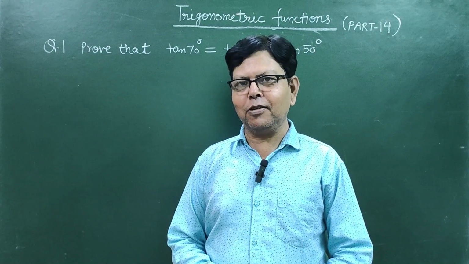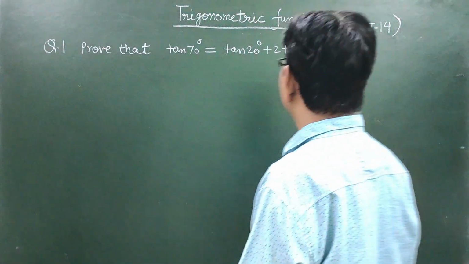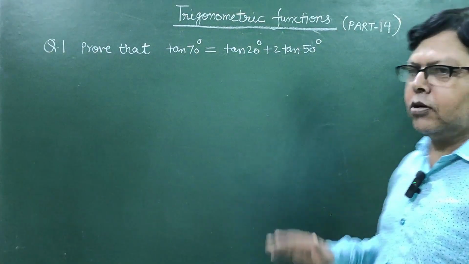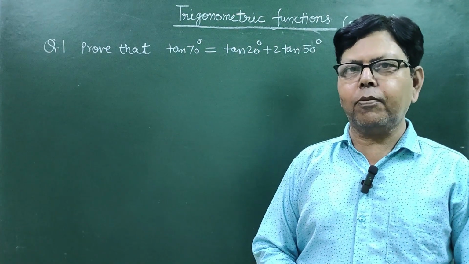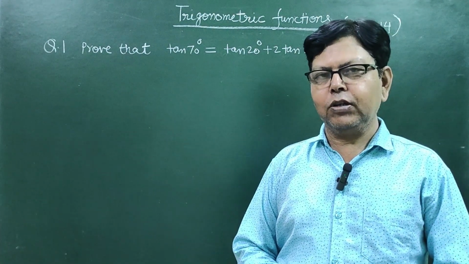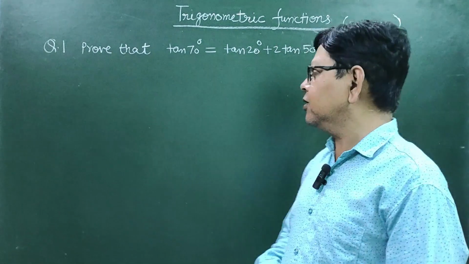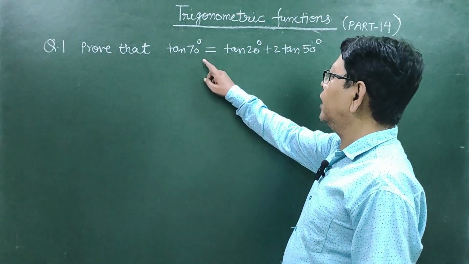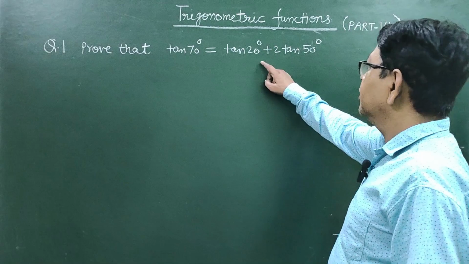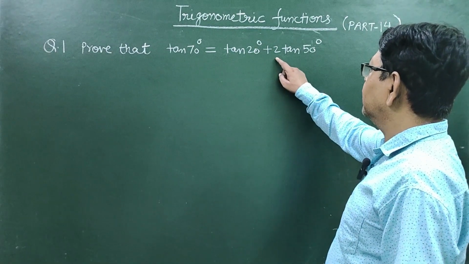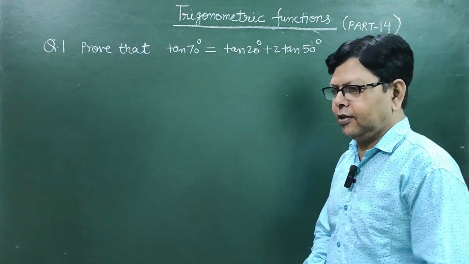Dear students, in part 14, I will discuss some more questions of trigonometric functions. So let us start with this important question. Prove that tan 70 degree is equal to tan 20 degree plus 2 tan 50 degree.